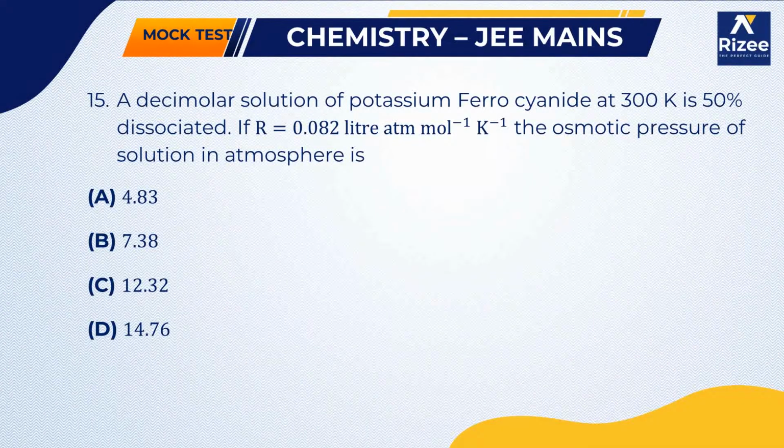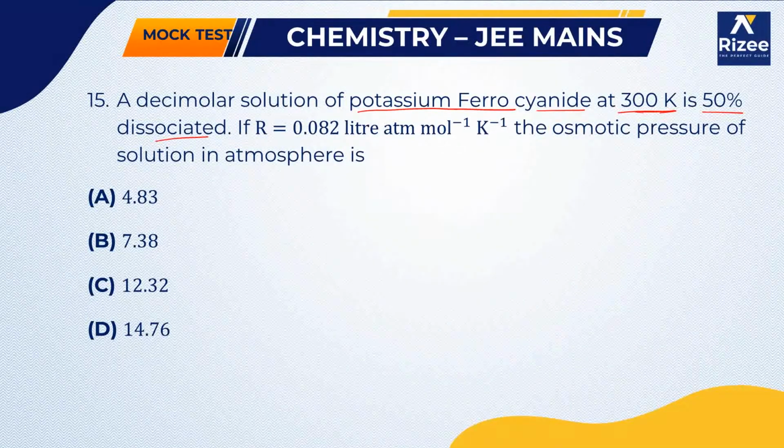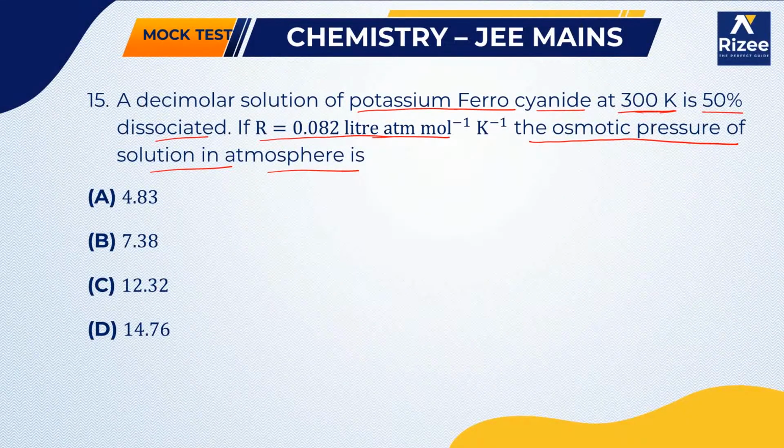A decimolar solution of potassium ferrocyanide at 300 Kelvin is 50% dissociated, and he has given the R value as 0.082 liter atmosphere mole inverse Kelvin inverse. He is asking the osmotic pressure of the solution in atmosphere. How much is the osmotic pressure? So first of all, what is the formula of potassium ferrocyanide? K4[Fe(CN)6]. So this is the formula of potassium ferrocyanide.